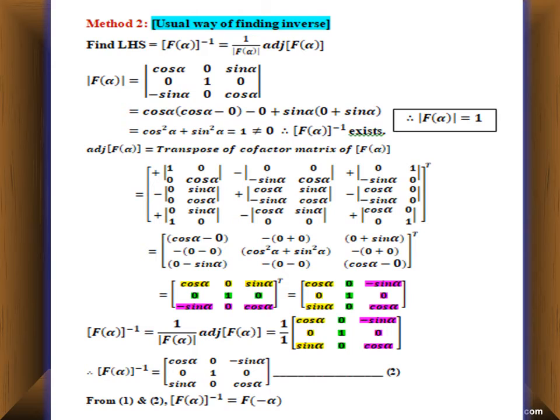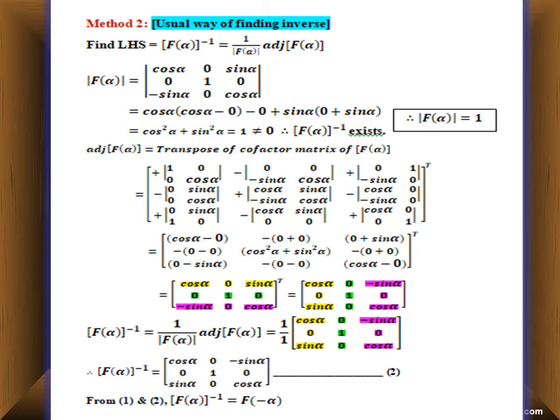The other method is the usual way of finding inverse. You know the formula A inverse equals 1 by determinant A into adj A. Here instead of A, we have f of alpha. So we need to find the left hand side, f of alpha the whole power minus 1 equals 1 by determinant f of alpha into adj f of alpha. This is a long process. So, better to use the previous method, that is the brilliant way.